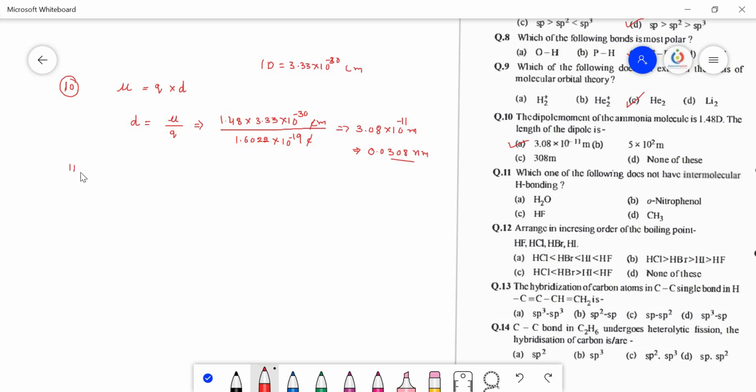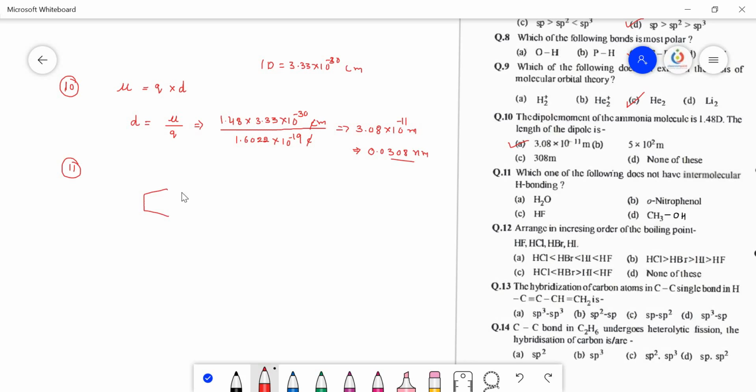Now let's try to solve question number 11. Which one of the following does not have intermolecular hydrogen bonding? Here they forgot to put, this is actually methyl alcohol. So now let's try to see all these molecules. H2O forms intermolecular hydrogen bonds, and so do HF and methyl alcohol. But orthonitrophenol does not form.